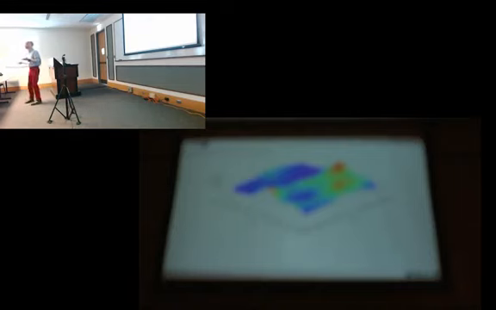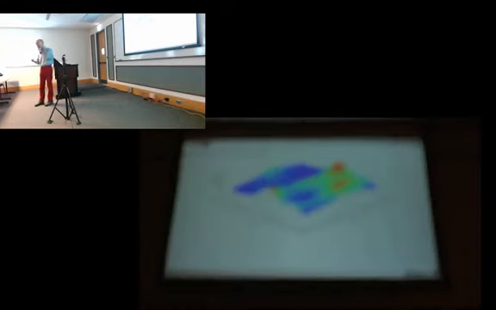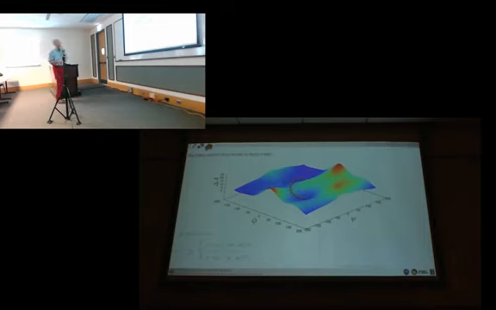So what do we do with this string? I have my string, so it's optimized now. I have some variables which are called path collective variables, which have been cooked up by the Parrinello group to follow the string and calculate the free energy along the string.